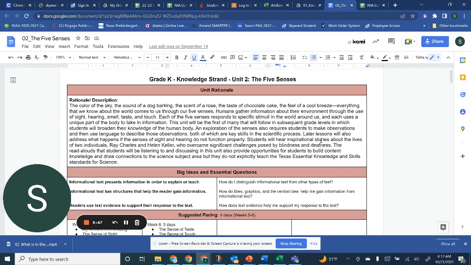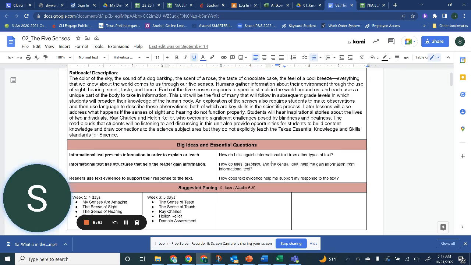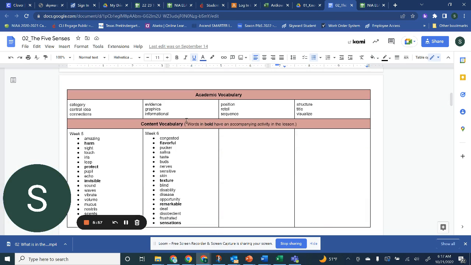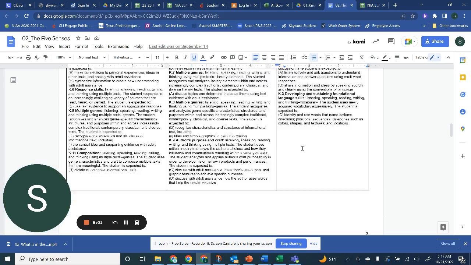For your planning purposes, the things that you will need on that lesson plan template would be the essential questions, of course, your pacing, so you can decide what you are actually teaching each day, the academic vocabulary that you're teaching, and then the standards that we're focusing on.